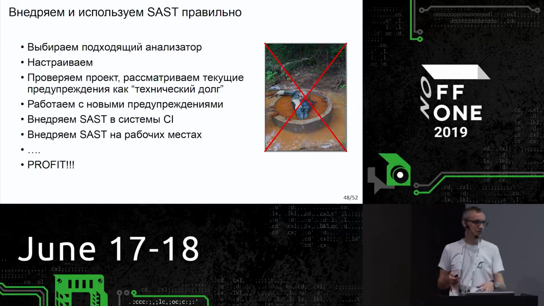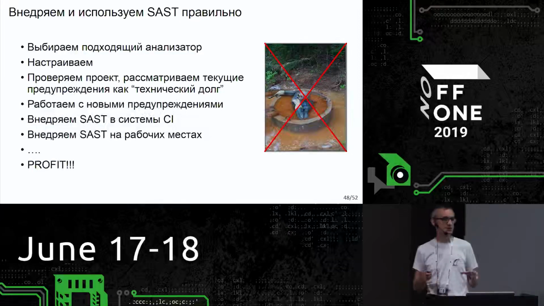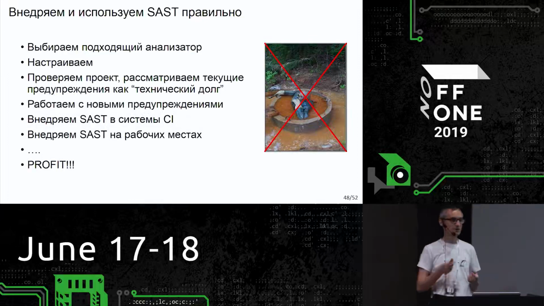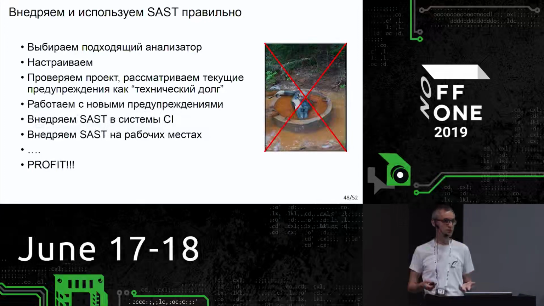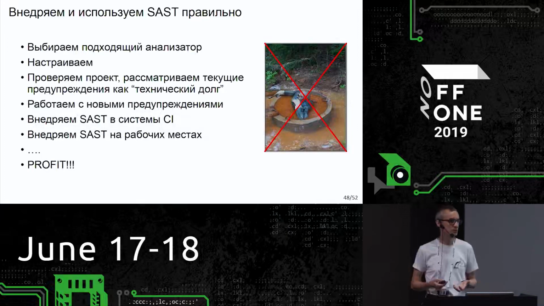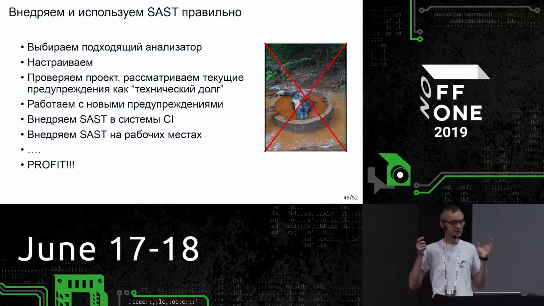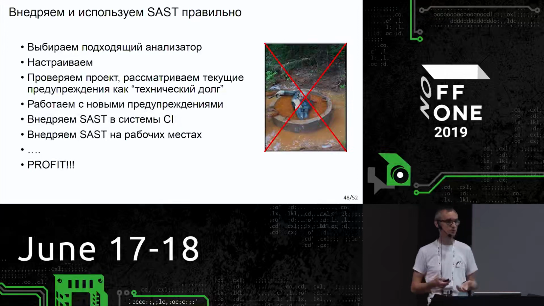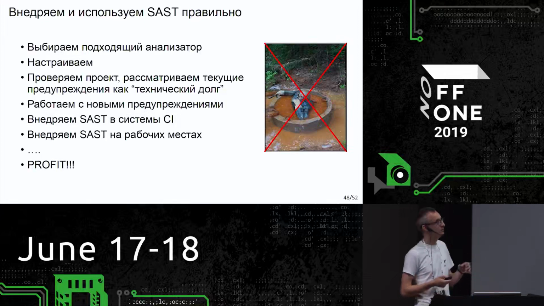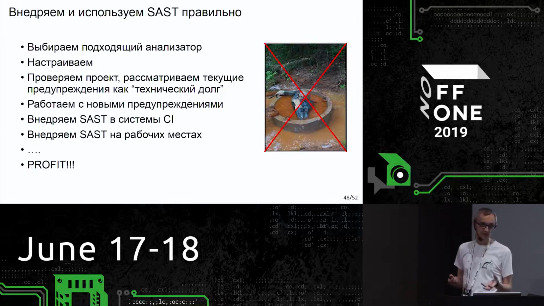Once you've chosen your analyzer, you have to set it up. The right setup will help you minimize the number of false positives by one or two orders of magnitude. Sometimes people take our analyzer and run it on projects with 5 million lines of code. They say there are hundreds of thousands of warnings. What shall we do with that? They're given recommendations, they do the tune-up, and instead of 100,000, they have 1,000 warnings. So you can work with it. But you just have to work with the new warnings.